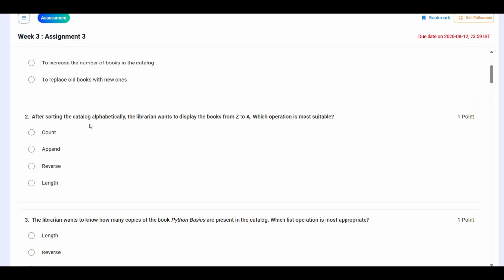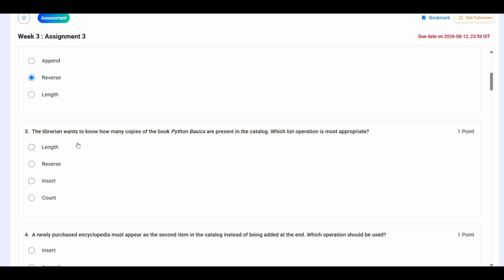After sorting the catalog alphabetically, the librarian wants to display books from Z to A. Which operation is most suitable? The most suitable operation is reverse. The librarian wants to know how many copies of the book Python Basics are present in the catalog. Which list operation is appropriate? So the answer is insert.